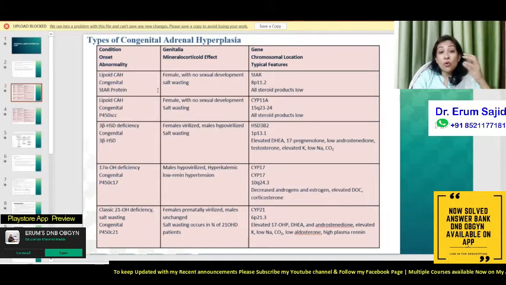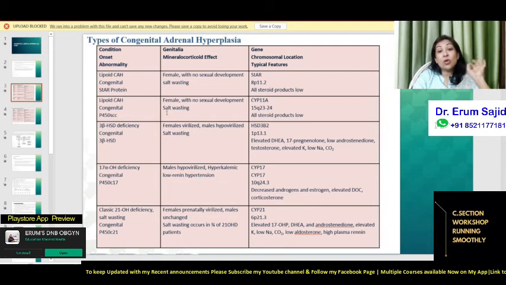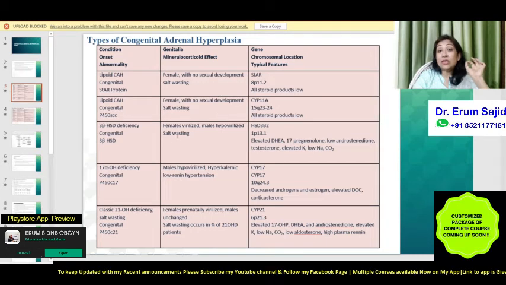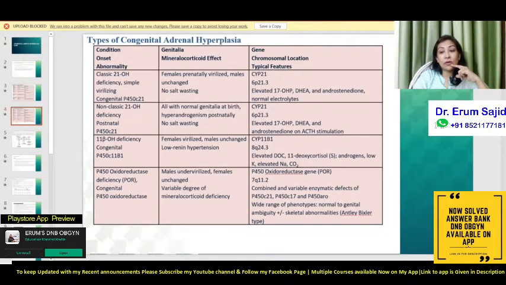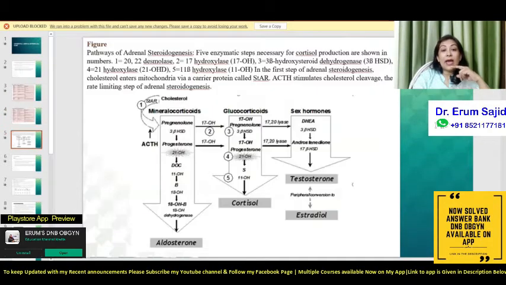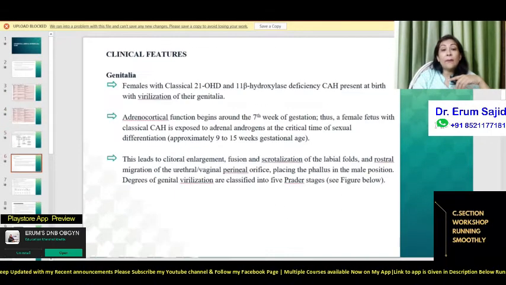So there is a female with no sexual development. Okay, there is salt wasting, and the salt wasting crisis that can happen, you should know that. Okay. Now we'll go further to understand.